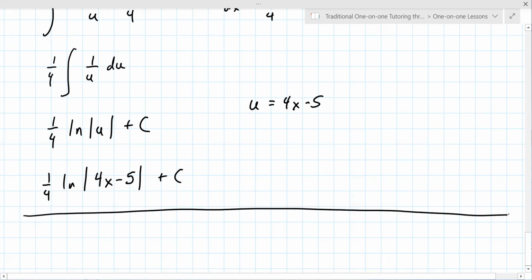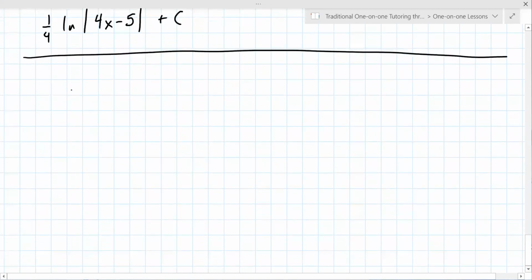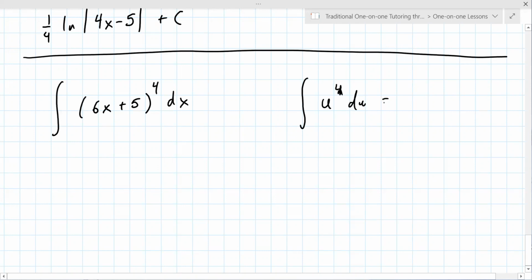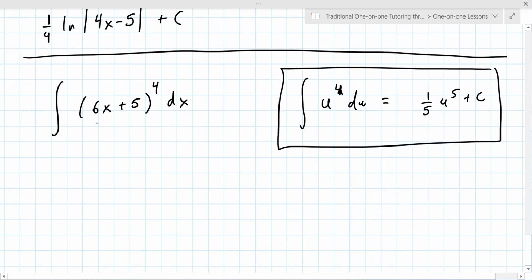Okay, you ready to do another one? What is the integral of 6x plus 5 to the power of 4 dx? Again, what you only know is that the integral of u to the n, or in this case u to the 4th du, is 1/5 u to the 5th plus c. So your goal here is to make this into u to the 4th. So what should your u be?